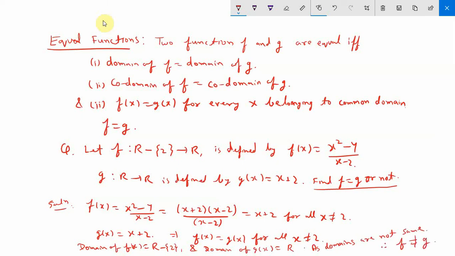Okay friends, so today we have discussed function as a relation, then function as correspondence, then we have seen what is a codomain, domain and range. Also we have discussed equal functions. I hope all of you have understood.